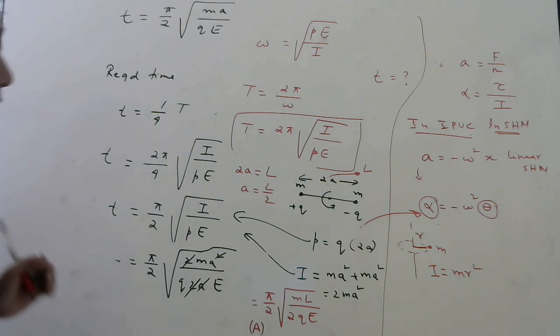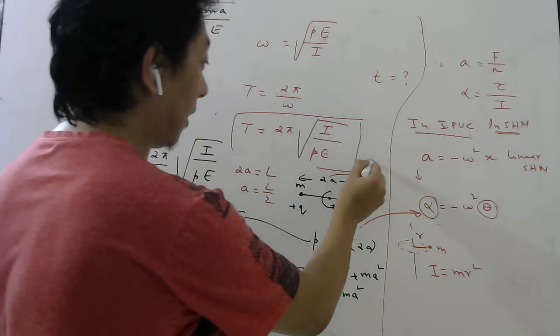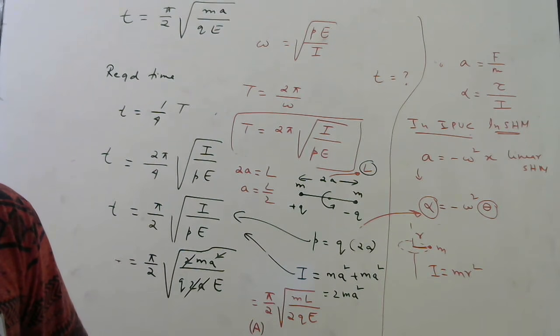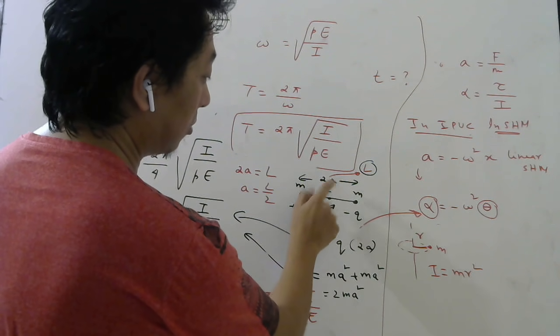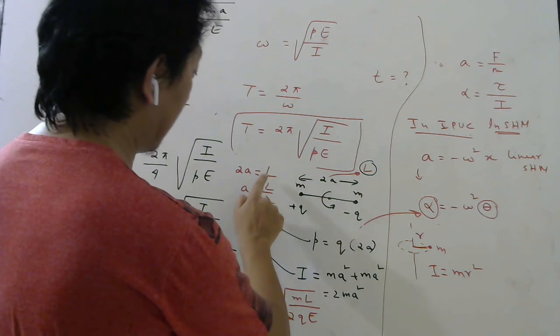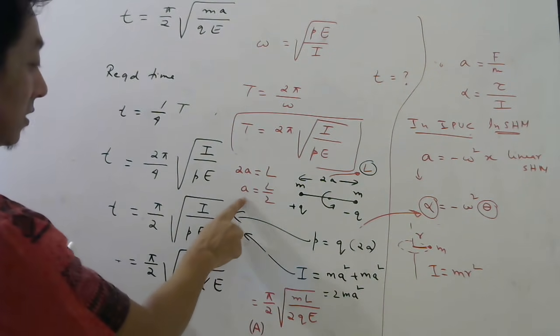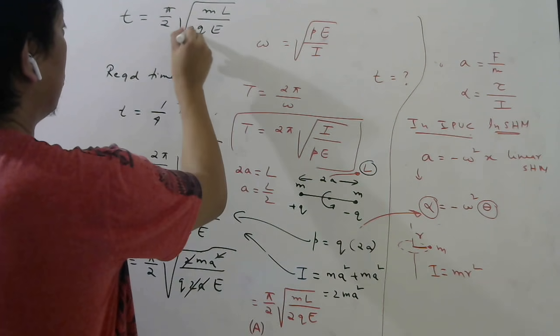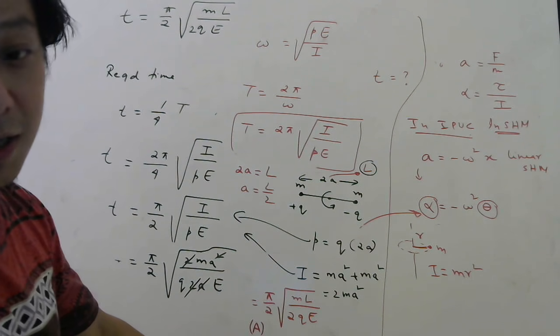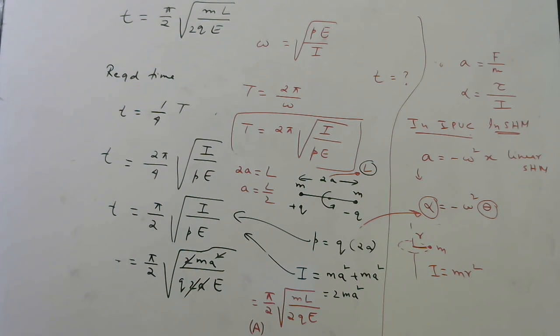But in the options, they are asking in terms of L, and L is the length of that rod. So I wrote 2a, this distance. In place of 2a, you have to write L. So wherever a is there, write L by 2. So L will come here, 2 will come here. So option A will be correct. Okay. Let us see the next question.